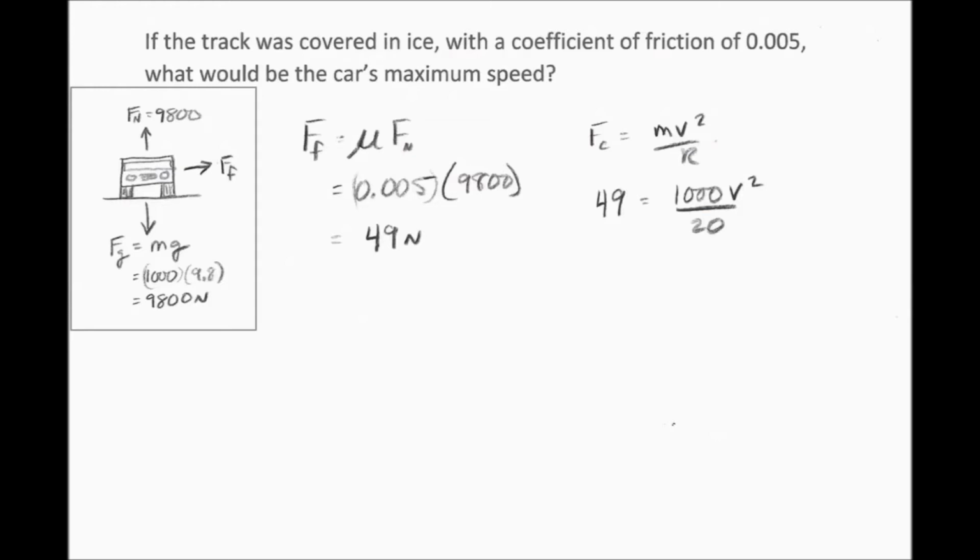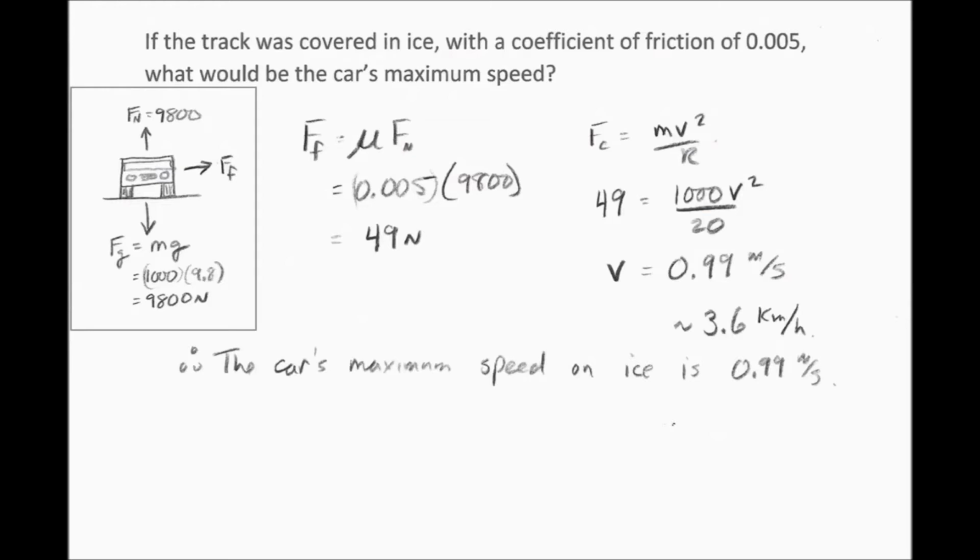So we get a much smaller maximum speed, roughly 3.6 kilometers per hour versus 52 kilometers per hour in the previous example. And again, the reason is there just isn't as much friction.